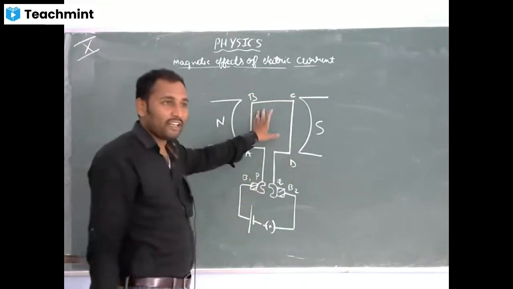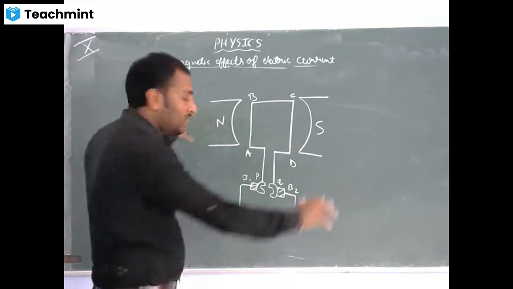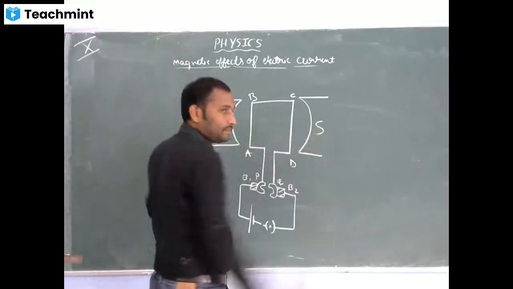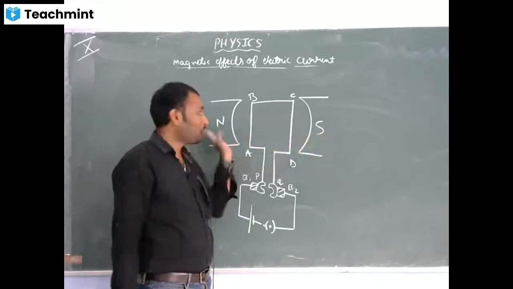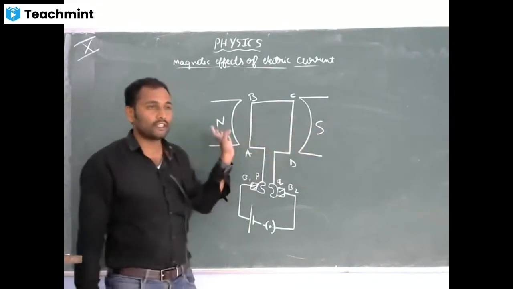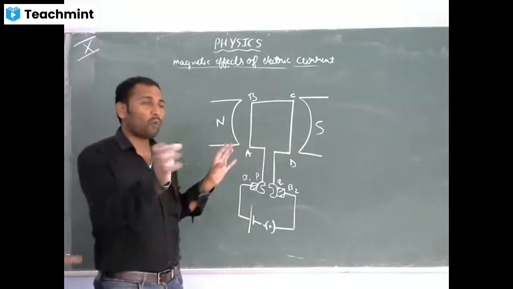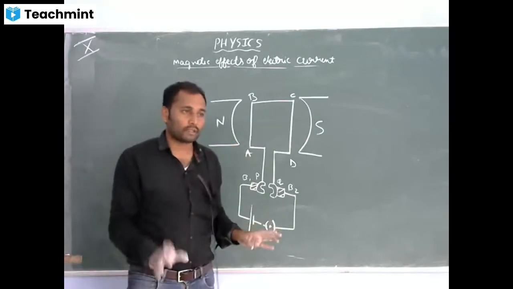This armature coil is placed between two powerful magnets. One is north, one is south. You know, two powerful magnets, one north and one south. So on what principle does an electric motor work?